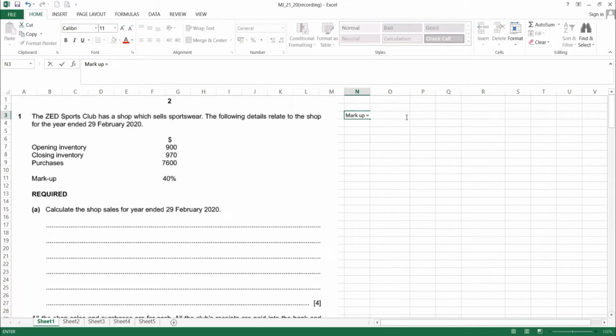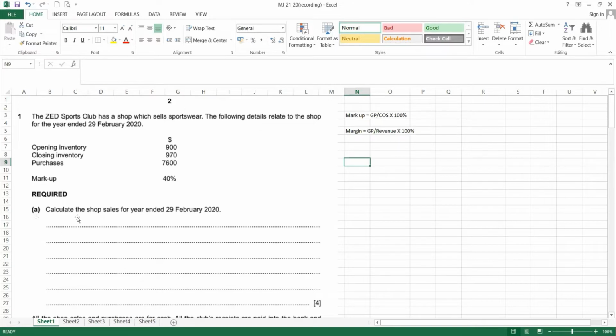okay, markup, what is the formula? It's taking the gross profit divided by the cost of sales. That's the markup formula, okay, times 100%. This is the general idea about markup. Okay, if the question says margin, then your formula will be gross profit over revenue times 100%. That is what you must have in mind when you see the word markup or margin.